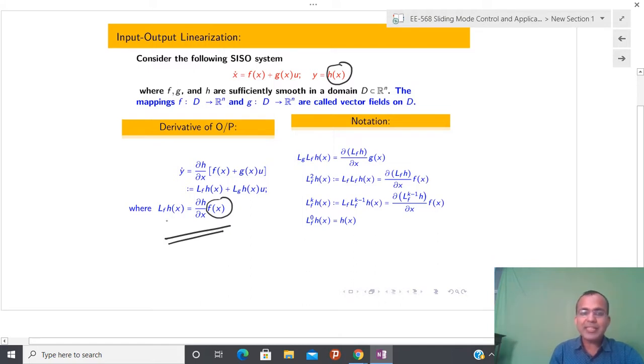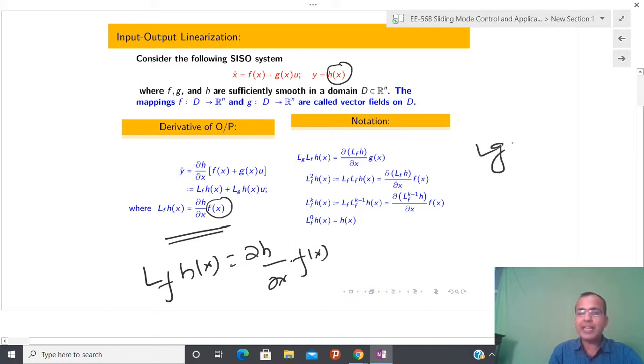So you can now assume this as a symbol. Whenever we write L_f h(x), it means the partial derivative of h with respect to x along f(x). Suppose I am talking about L_g h(x), so what is the meaning of L_g h(x)? Anyone?